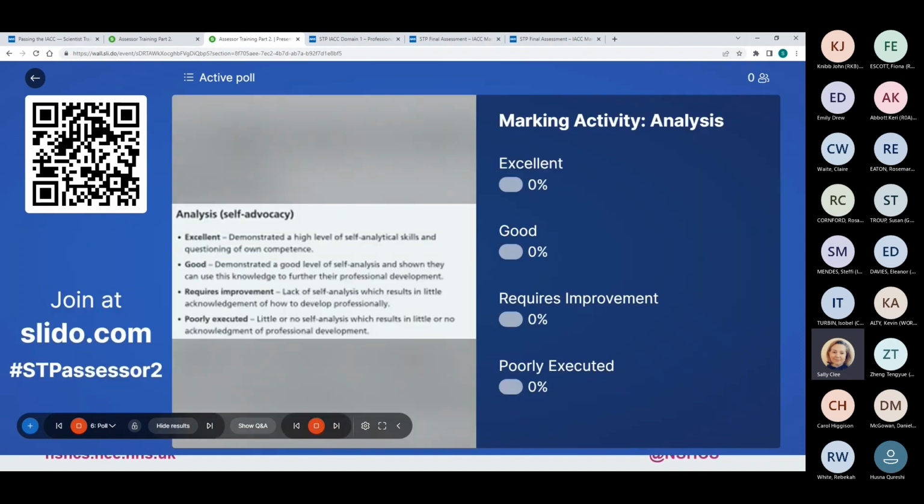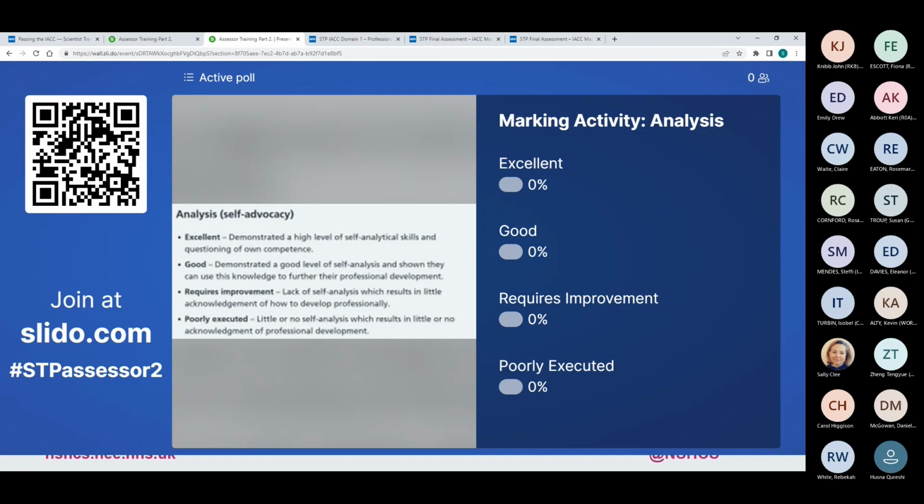So if we then look at analysis, what would you say it was? Excellent, good, requires improvement, or poorly executed? More of a split so far with the excellent and good here. Okay, that's good. And remember, we're only looking at the reflective narrative here anyway.